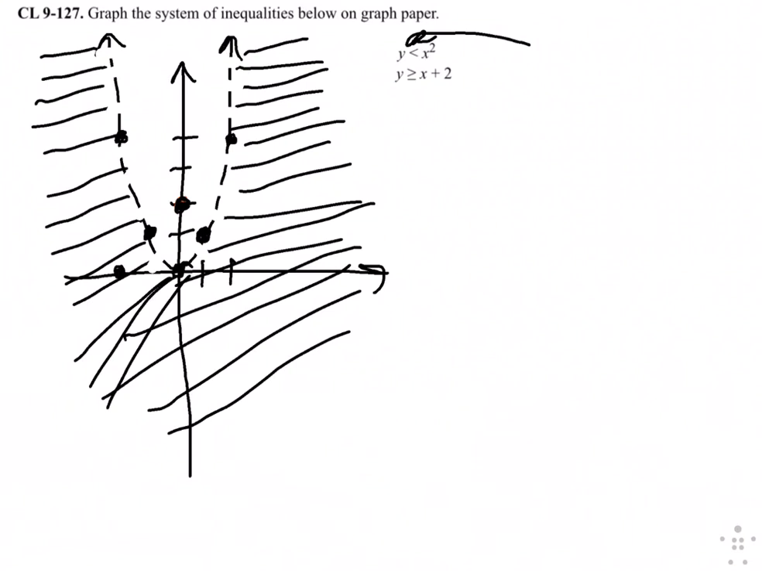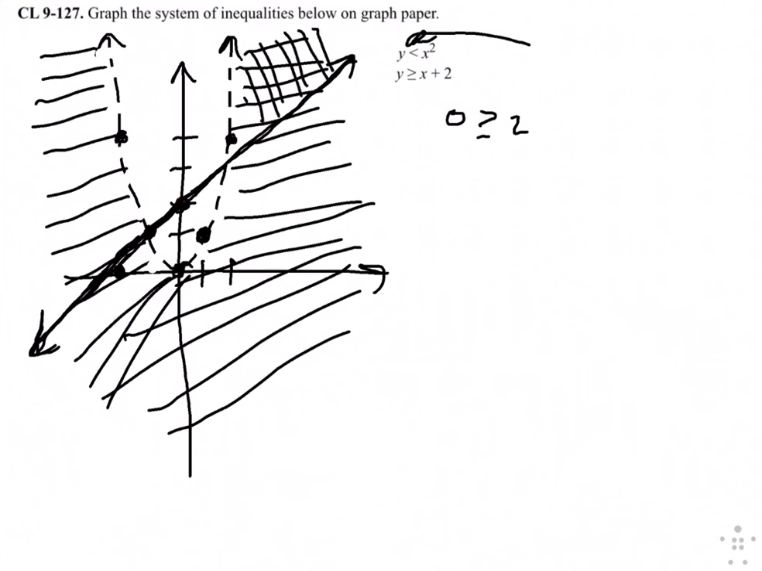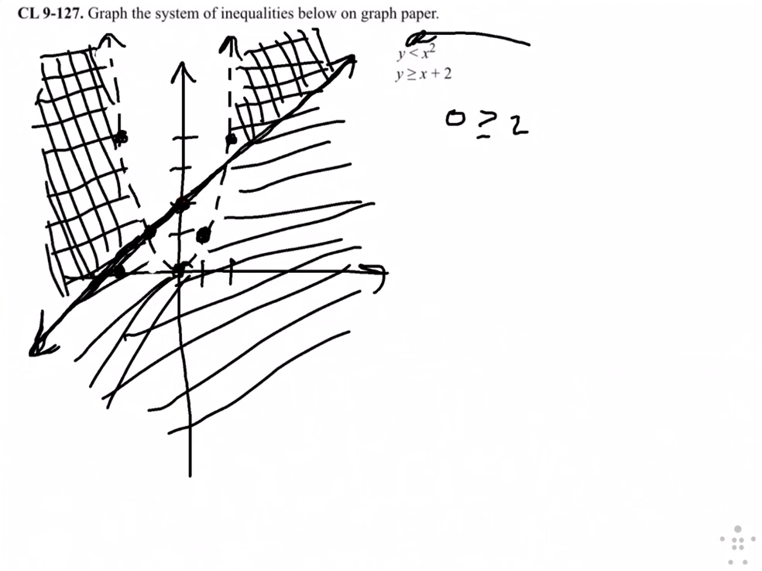Okay, so now my line goes like this, and it's solid, so it goes like this. There's my line. And I have to pick a point, like 0, and I put it in. 0 is greater than or equal to 2? No, it's not, so that means it's this side. So then the double shaded area would be here and here. That's the solution set.